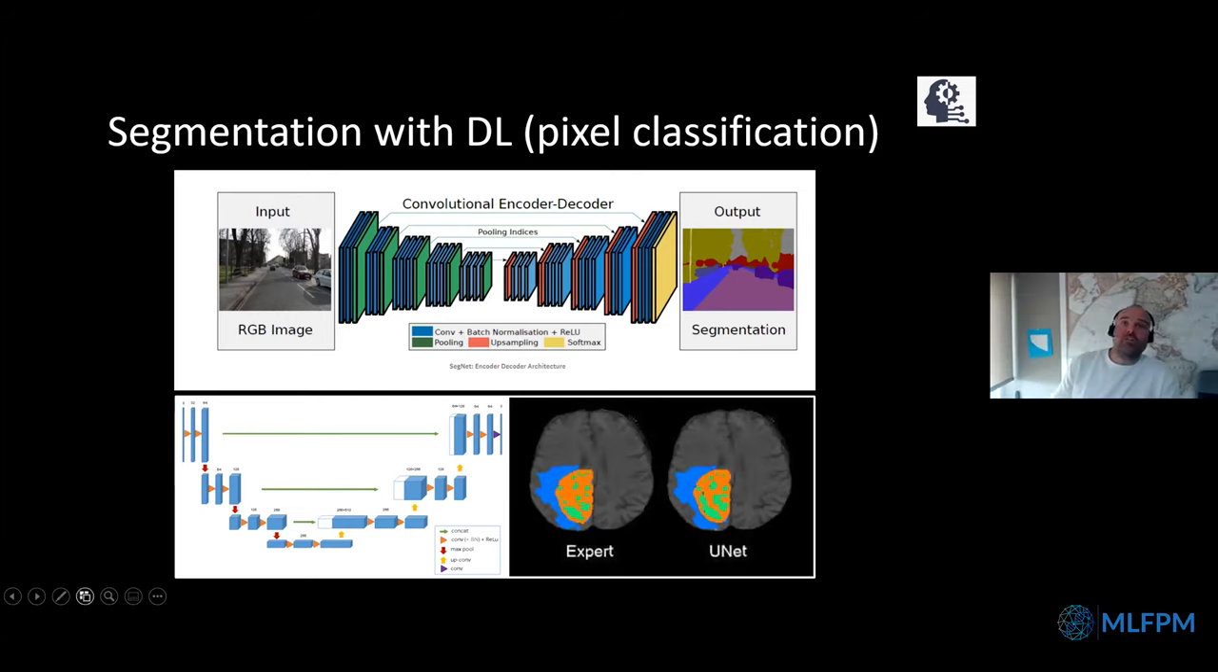And in medical imaging analysis, the exact same thing happens. So the image goes in, and for each pixel, there is a label being put out as a probability of it belonging to, for example, a tumor. And you can see here, the UNET is one of such AI systems against an expert delineation. It's really getting close to achieving the same results.